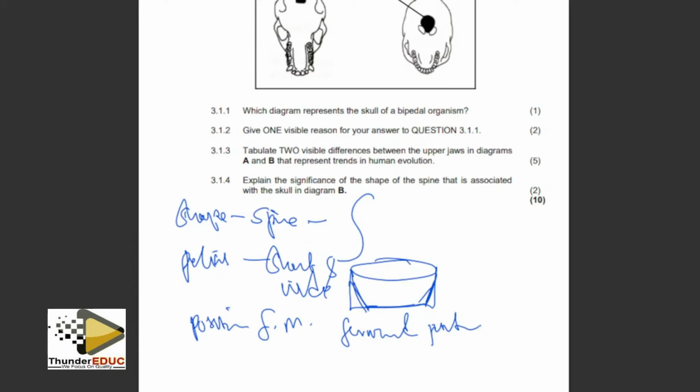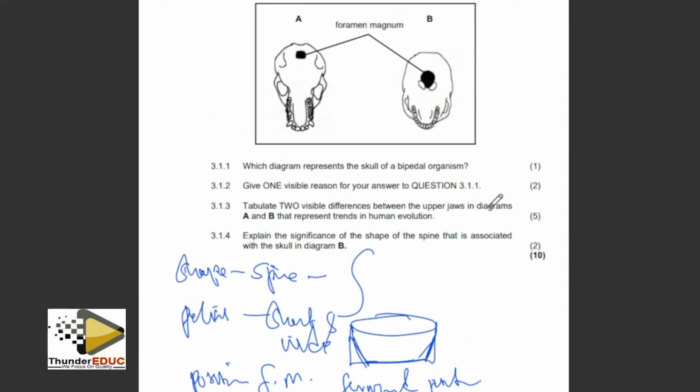Then the next question is tabular, the visible difference. They are saying visible. Don't bring about anything else. Visible difference between the upper jaw and the lower jaw of A and B. Check upper jaw, lower jaw. They're only looking for this. You see, in most cases now when we bring these, you have to know the differences.